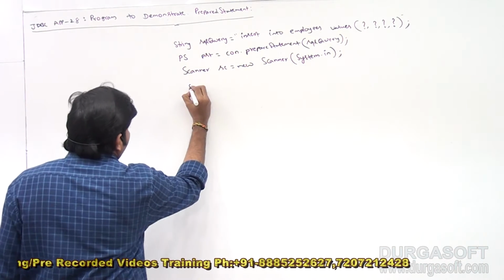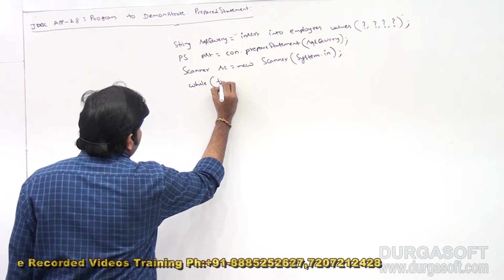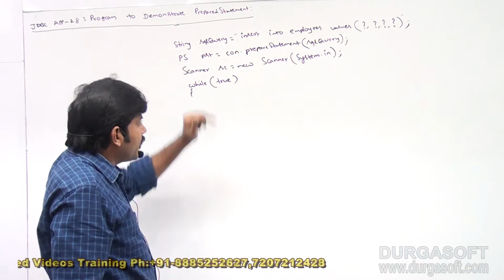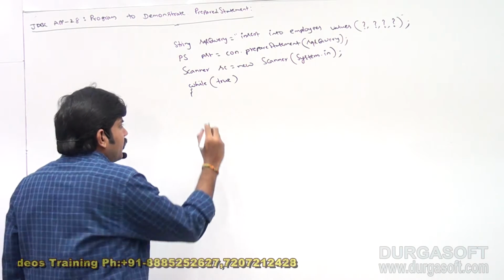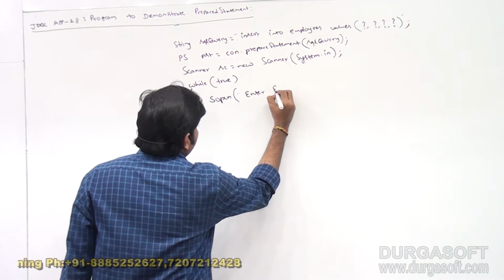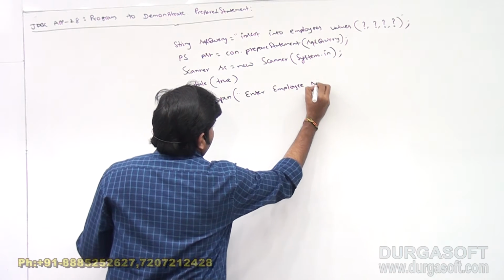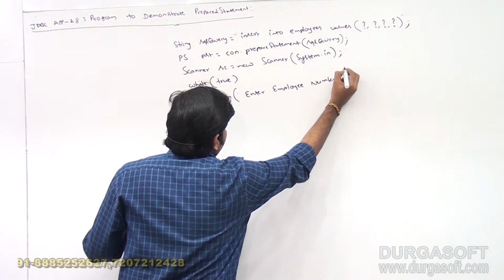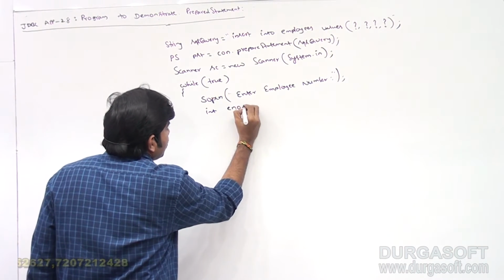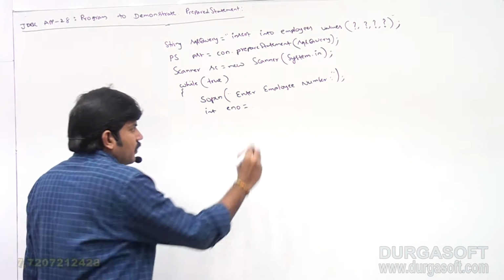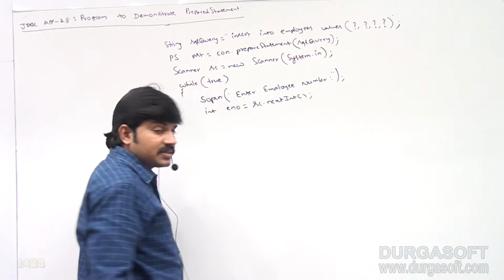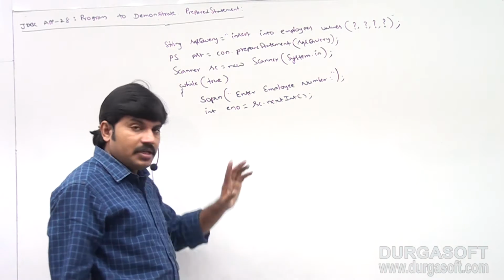Very simple: while of true. I will ask the end user to provide the employee number. System.out.println enter employee number. I want to read that: int enum is equal to sc dot nextInt. Now I got enum.